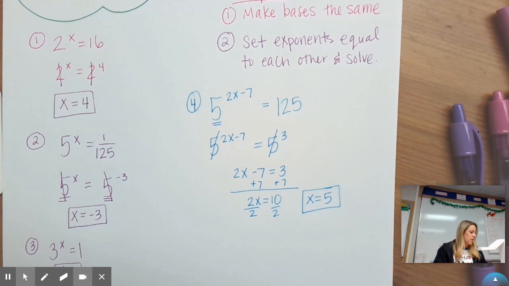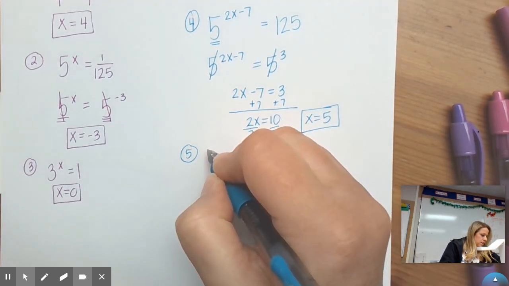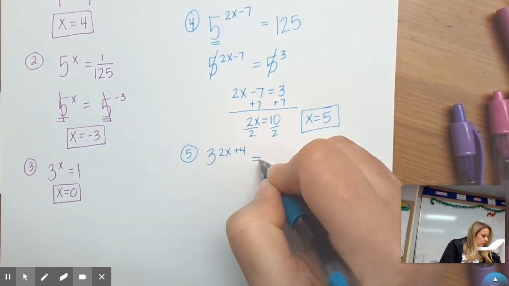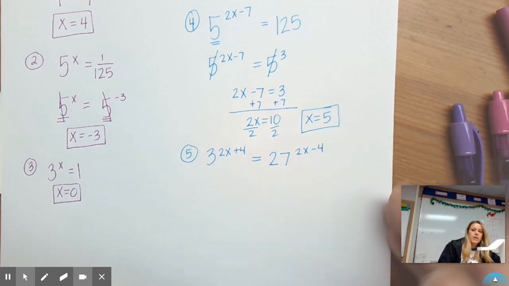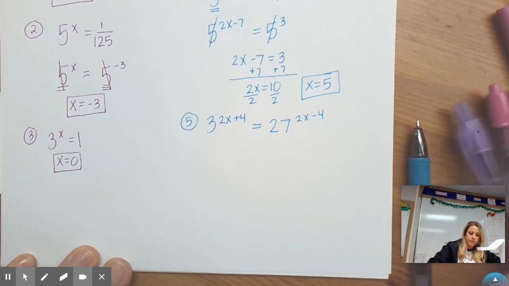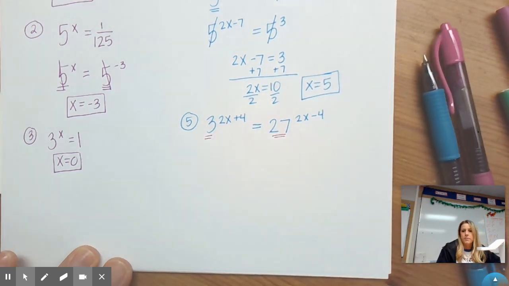Okay. All right. So here's the next one. 3 raised to the 2x plus 4 equals 27 raised to the 2x minus 4. Okay, so what I'd like you to try and do is try and stop the video now and see if you can try and do this on your own. I'm going to go through it in a second, so might as well check to see if you can figure it out. All right, so hopefully you've tried it. Now let's see if you got it right.